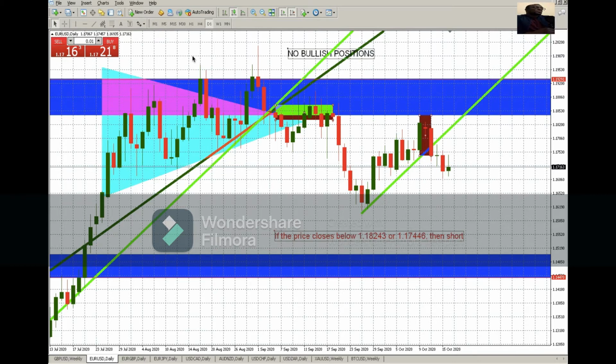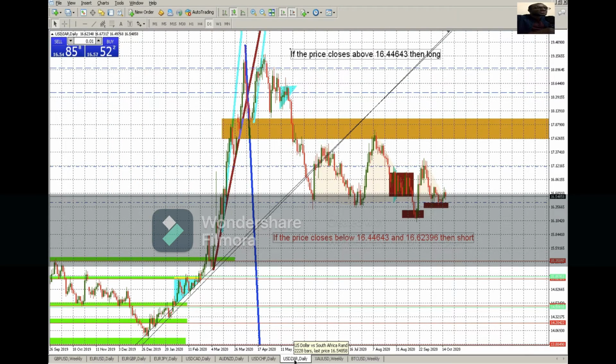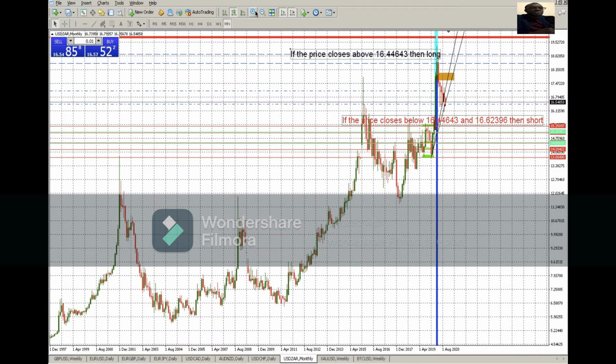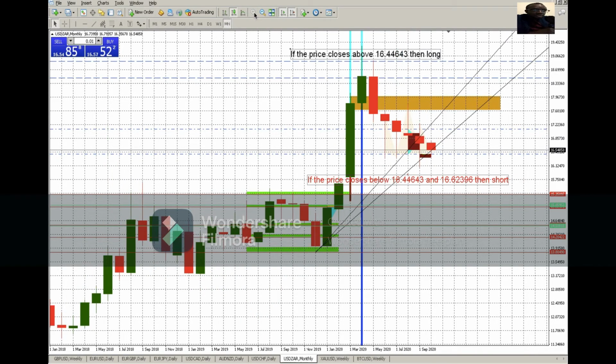So now we'll move on to the USDZAR, right? So again, we'll start with the monthly. As you can see, with the monthly, we have 2 dojis, right? We have this doji, right? It might not be visible because of the patterns that I put, right? But you can see that this is a doji followed by another doji, or this spinning top, right, forming an evening star.